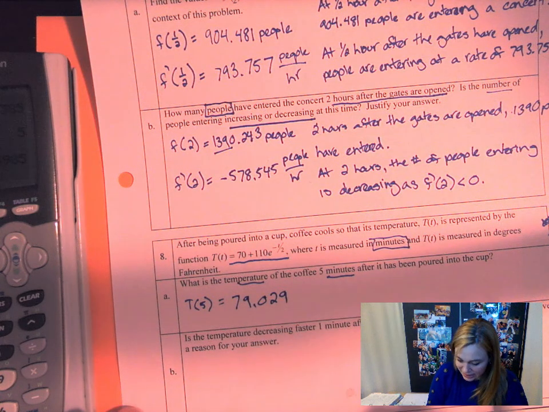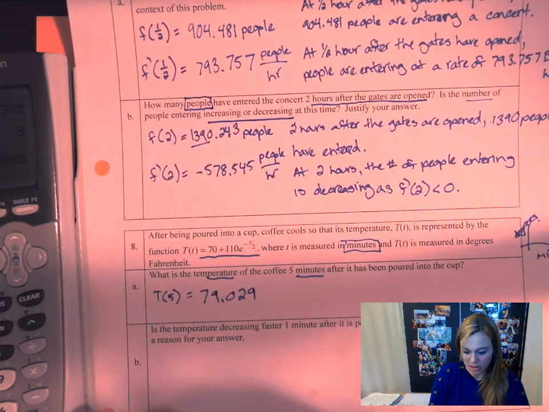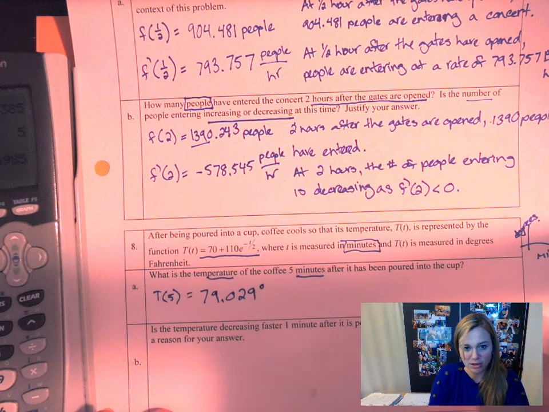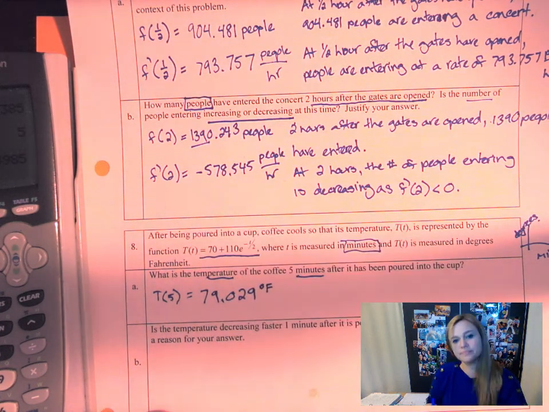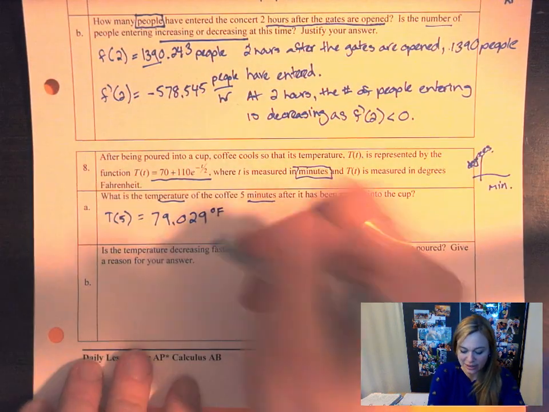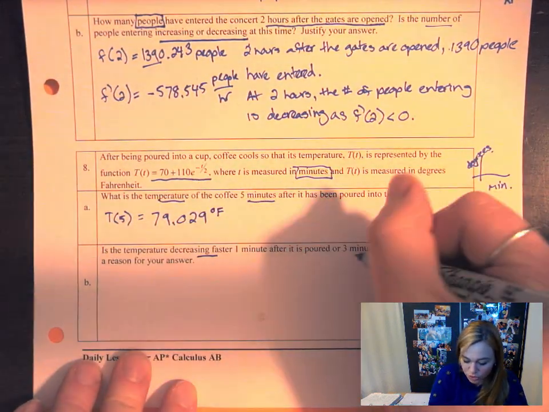And it doesn't say anything else, but I have to be really careful because it's talking about temperature. I don't know, I don't want this to be in Kelvin or anything, so I'm going to say degrees Fahrenheit. Then the next one is: is the temperature decreasing faster after 1 minute or 3 minutes?